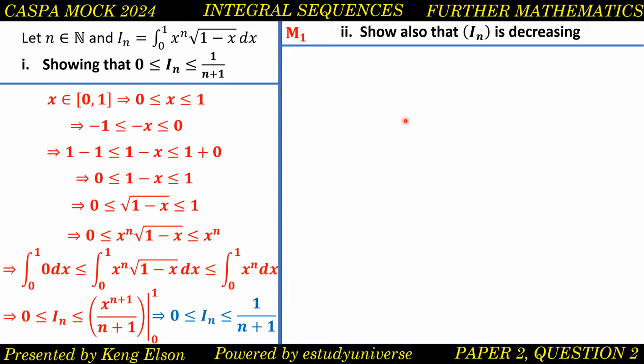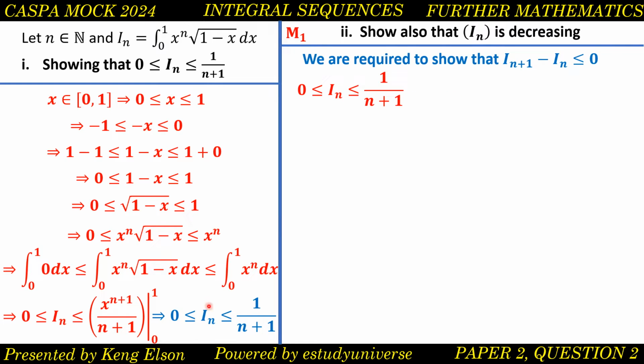Now, generally, to prove that a sequence is decreasing, we need to prove that the difference between the n plus 1 term and the n term of the sequence is always negative or 0. That's the meaning of decreasing. If it was strictly decreasing, then we use a strict inequality. So here we are required to show that I of n plus 1 minus I of n is less than or equal to 0.